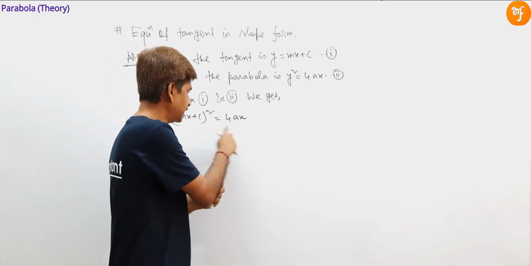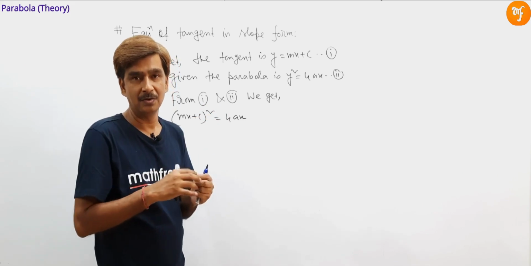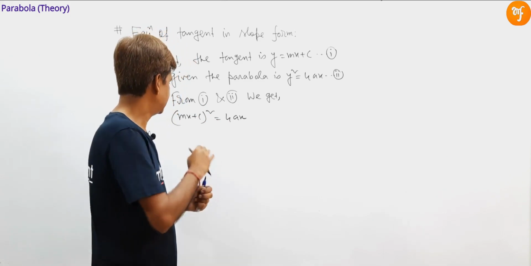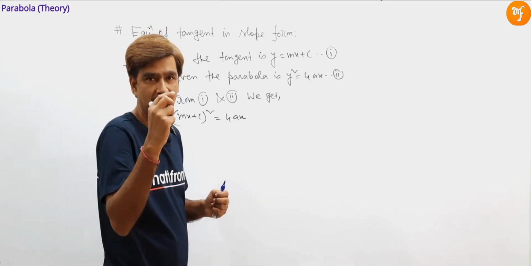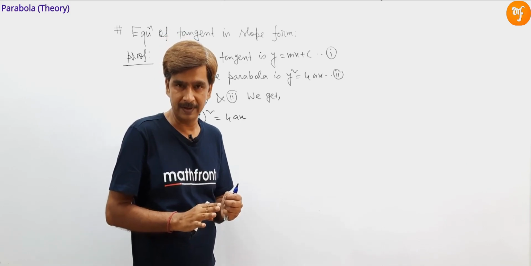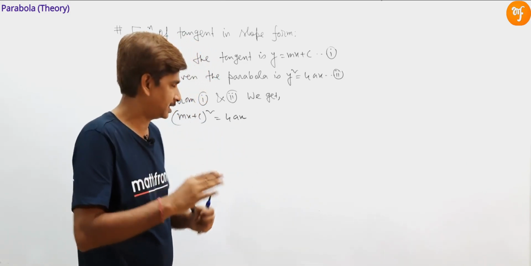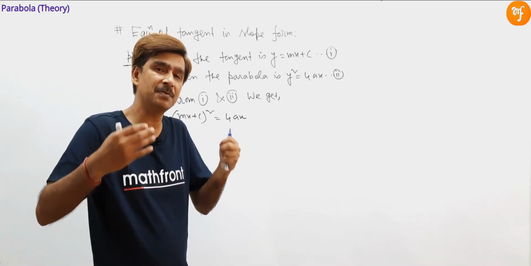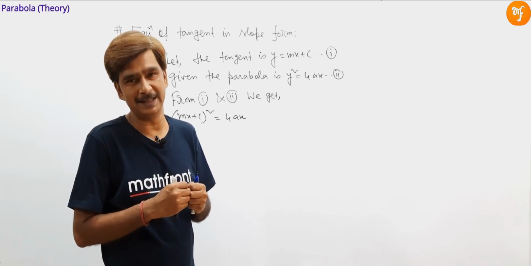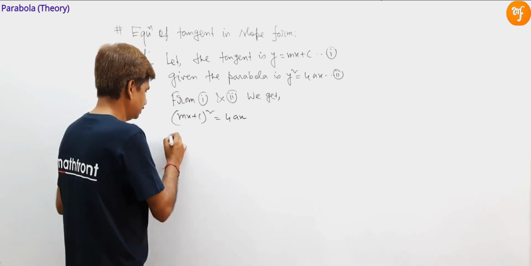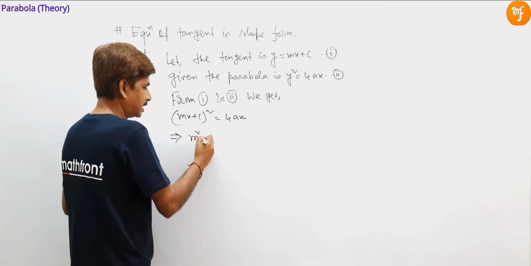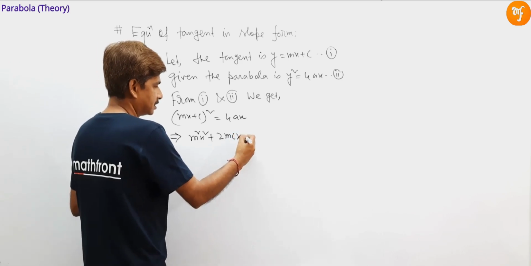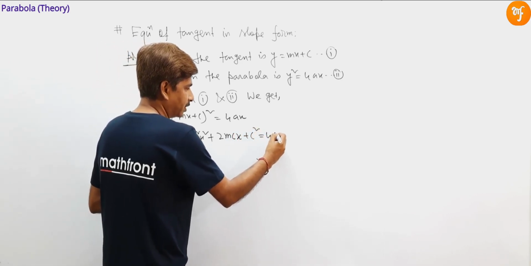Because the value of x, that is roots of this equation, will be the x coordinate of the point of contact. That is, this quadratic equation has only one root, you can say also. And for this we can say the discriminant of these quadratic equations will be 0. And this discriminant equal to 0 is the condition of tangency. Okay. So, writing m square x square plus 2mc into x plus c square is equal to 4ax.